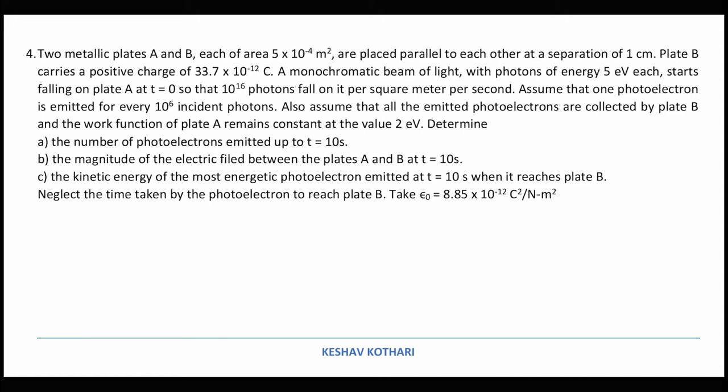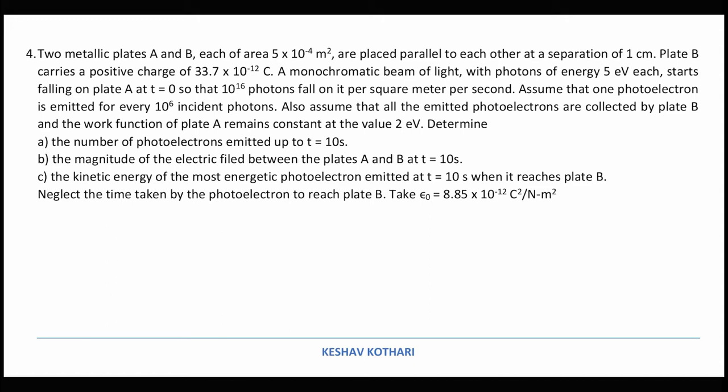The second one, the magnitude of the electric field between the plate A and B at t equal to 10 seconds. And the third part, the kinetic energy of the most energetic photoelectron emitted at t equal to 10 seconds when it reaches plate B. Neglect the time taken by the photoelectron to reach plate B, and the value of epsilon naught is 8.85 10 to the power minus 12 coulomb square per Newton meter square.